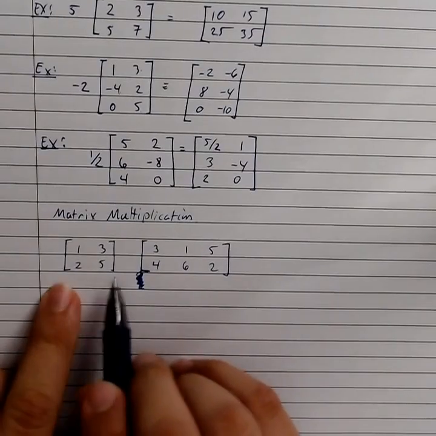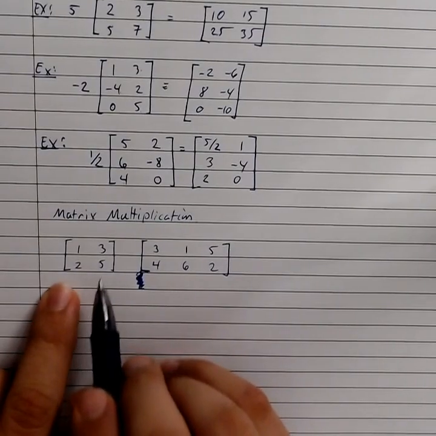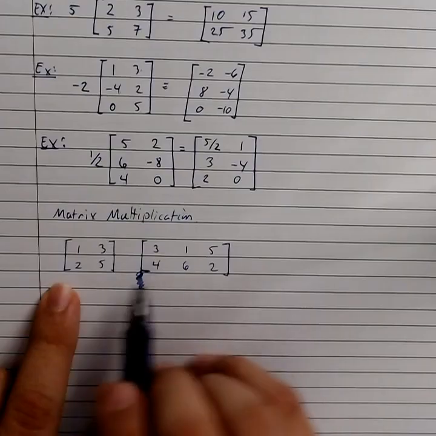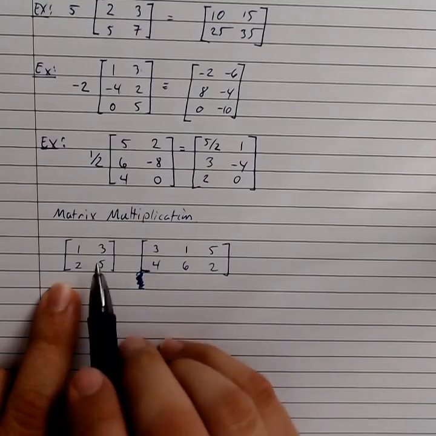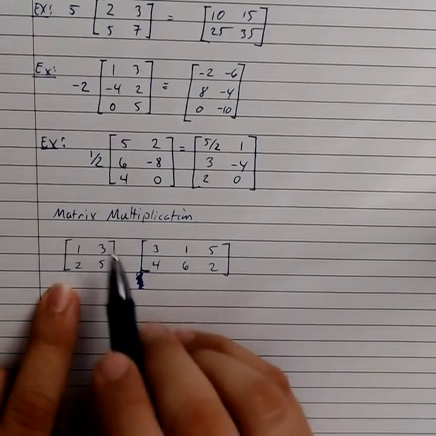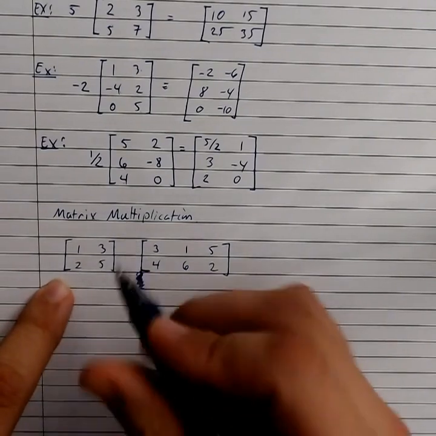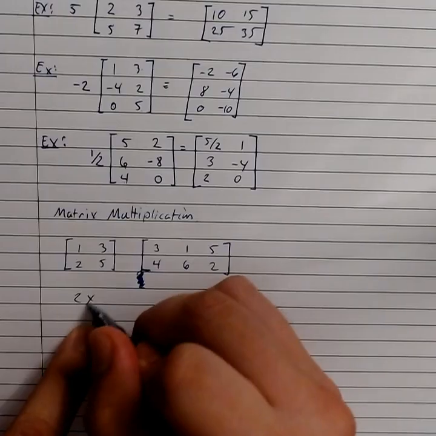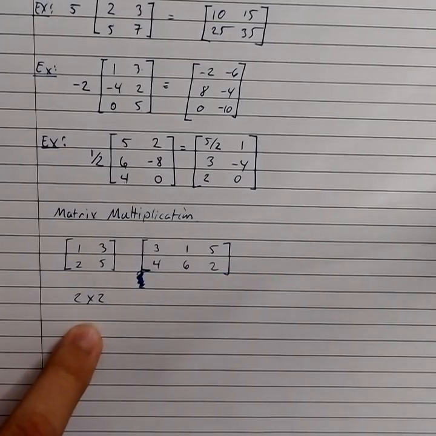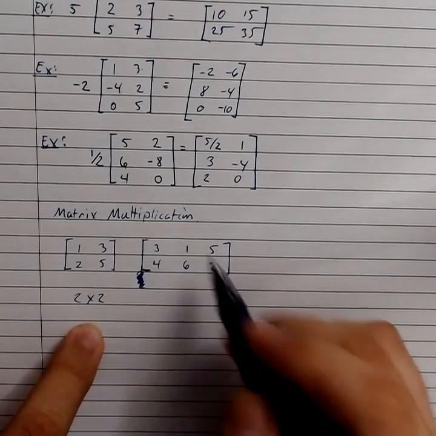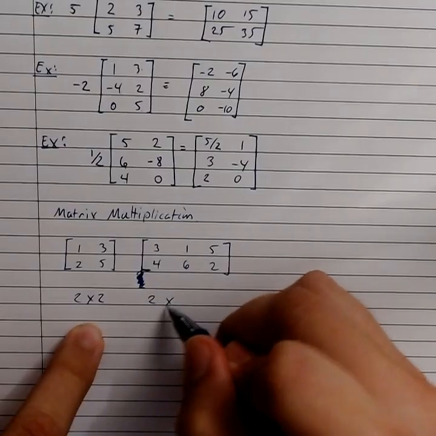Start by writing the order of the matrix, and make sure you keep these in the same order. Meaning, if this one's first, let's do this one first. So here, the order of this matrix, this has 2 rows and 2 columns. So this is a 2 by 2. Okay. Now this has 2 rows and 3 columns. So this is a 2 by 3.